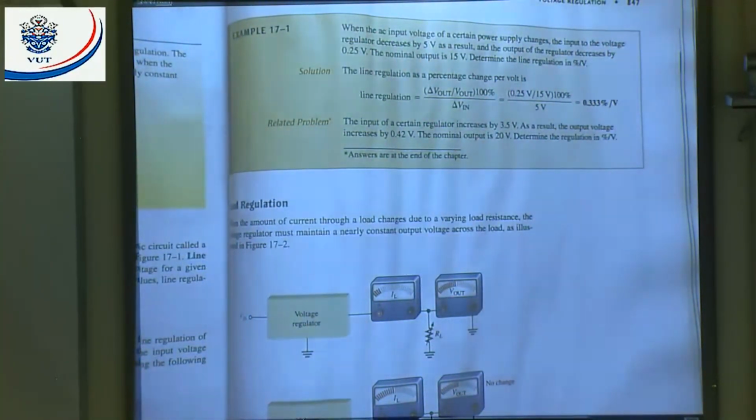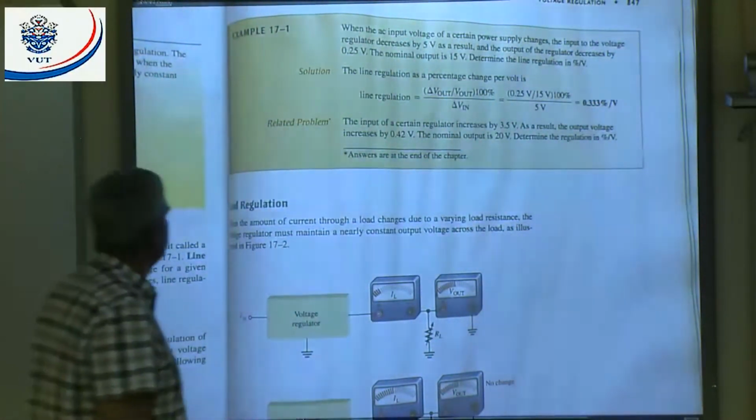Now the line regulation is delta V out divided by V out divided by delta V in. The change in output voltage is equal to 0.25 volts, divided by the output, which is 15 volts, divided by the change in the input voltage, and that will give me 0.333% per volt. All right.